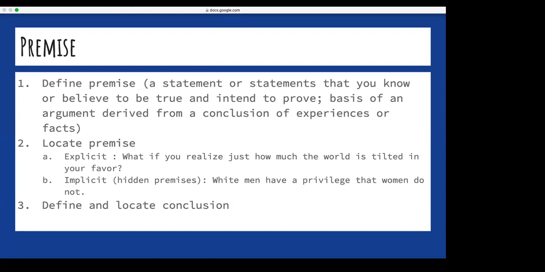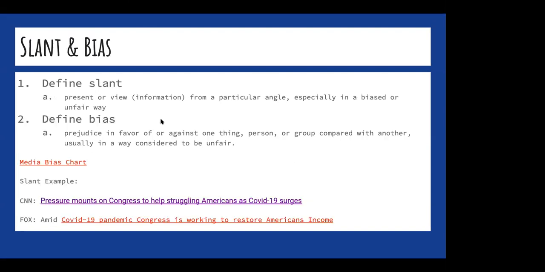But the hidden premise there is saying that white men have a privilege that women do not. And so when we're talking about premise, we're looking at what's actually stated and then what underlying message they are trying to send. So sometimes your premise can get tricky. So then you would have the students go in, define, and locate that conclusion.